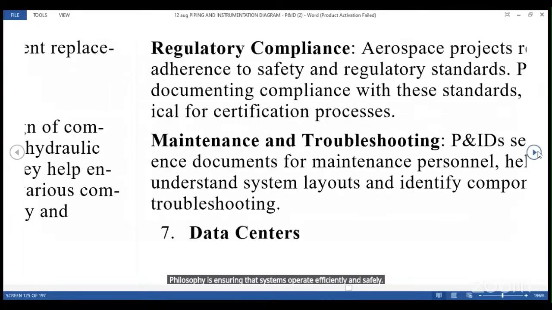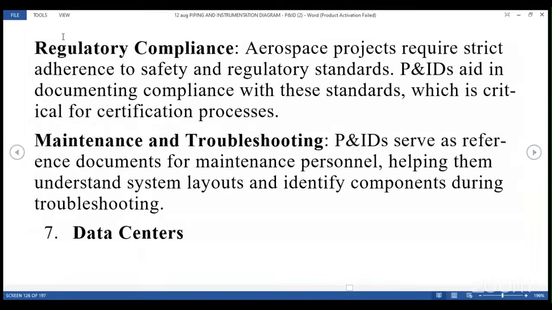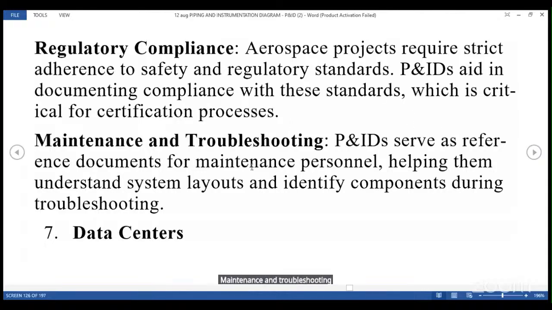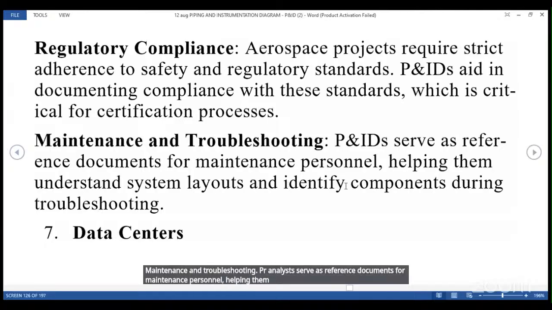Number two, regulatory compliance. Aerospace projects require strict adherence to safety and regulatory standards. P&ID aids in documenting compliance with these standards, which is critical for certification of aerospace processes. Then maintenance and troubleshooting: P&IDs serve as reference documents for maintenance personnel, helping them understand system layout and identify components during troubleshooting.